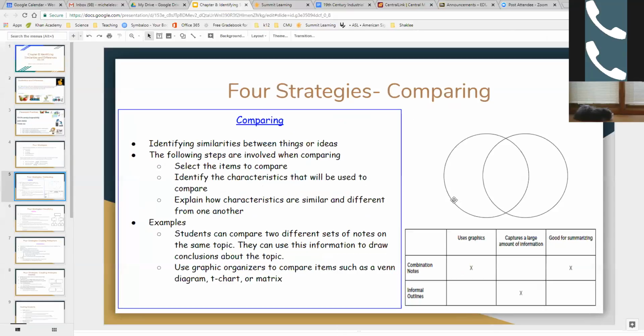That's fine. The previous slide just listed the 4. So we're going to talk about comparing, classifying, metaphors, and analogies. This one's about comparing. So this is where students are identifying similarities between 2 things or ideas. When students are doing this, they need to select the items that they're going to compare and then identify the characteristics between each that they're going to talk about.